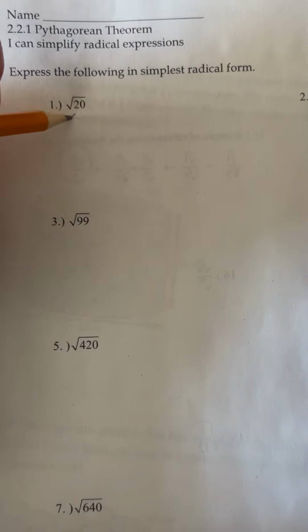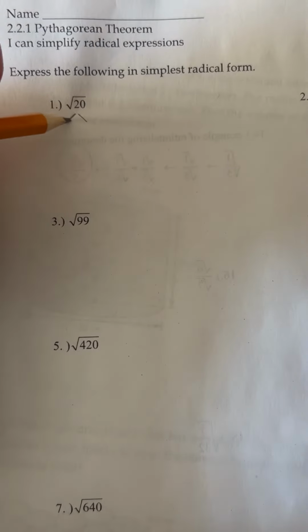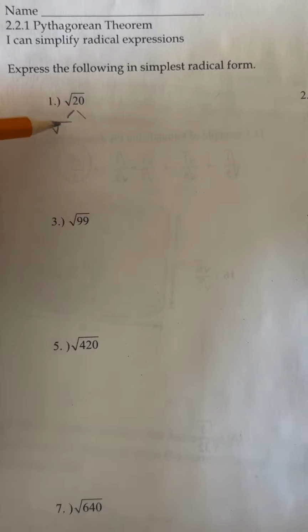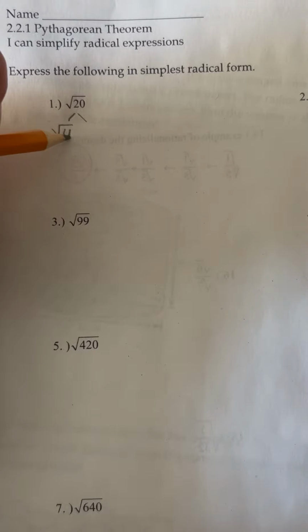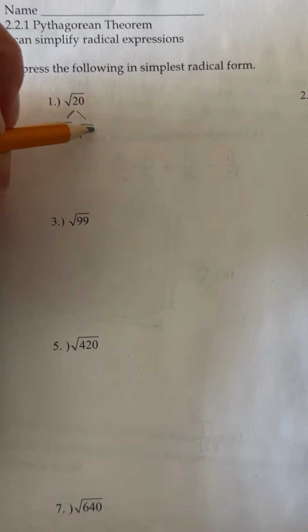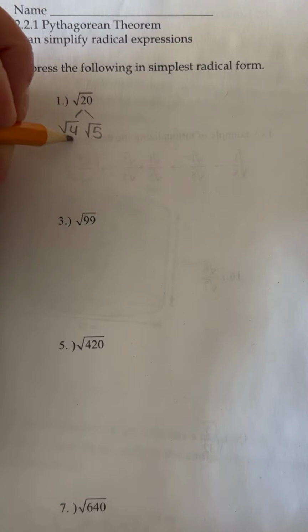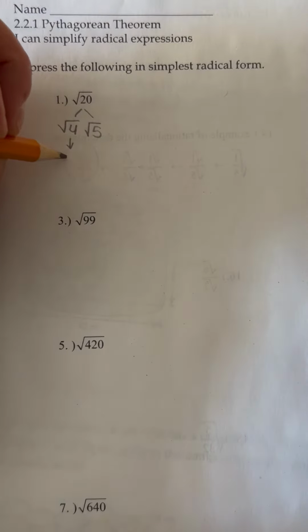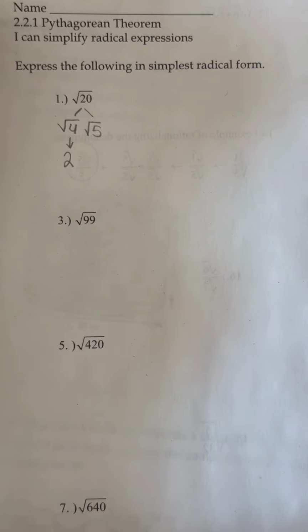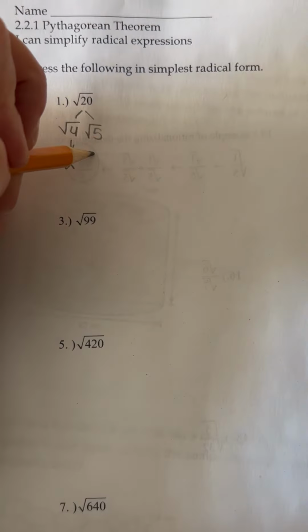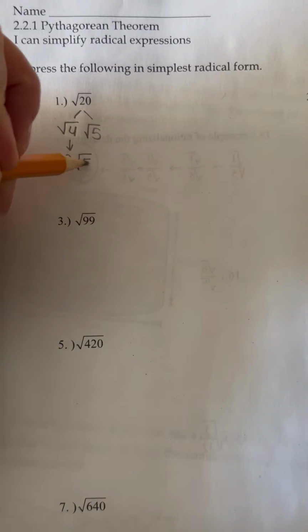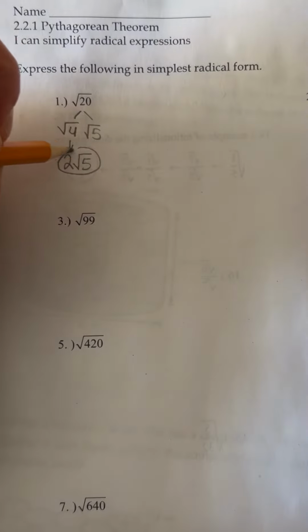So if I take a look at this, you're going to make like a factor tree. And we're going to think about there's only a few factors, obviously, that go into 20. But one of those sets is 4 and 5. And 4 is a perfect square. So the square root of 4 is 2. Now, 5 obviously is a prime number. It's just itself. And it's obviously not a perfect square. So your simplest form would just be 2 radical 5.